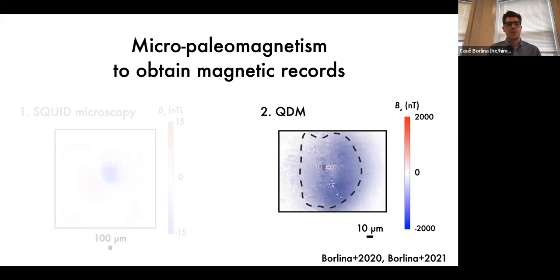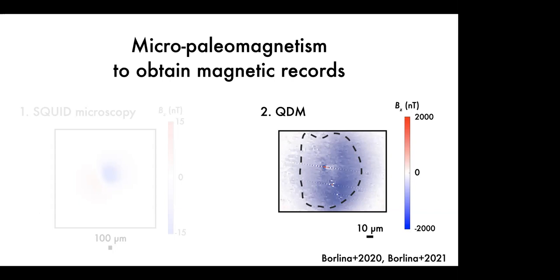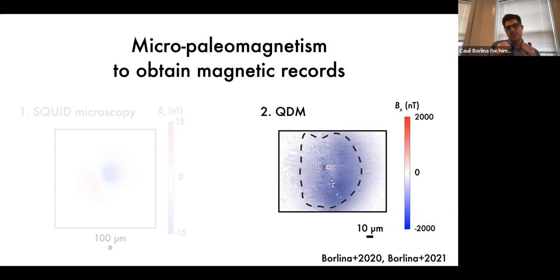With the QDM, we have a trade-off. While the SQUID microscope provides very high sensitivity to measure those weak magnetic fields, the QDM provides very high spatial resolution. What you're seeing here is the out-of-the-page component of the magnetic field from a chondrule, but instead of being further away from the chondrule to the point that you can barely see it, you can see the dashed line of the actual chondrule. You can see the contour of the chondrule.